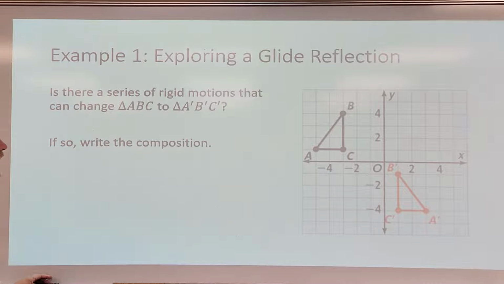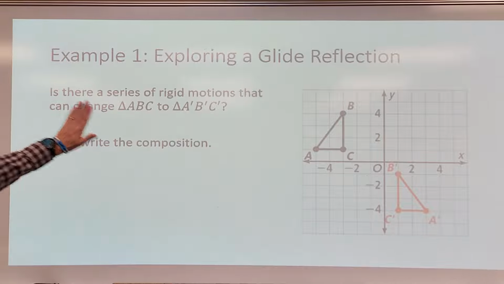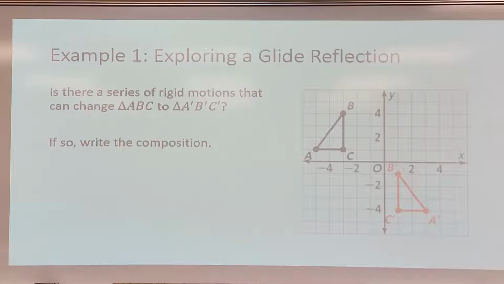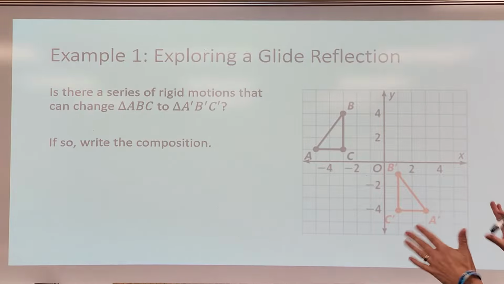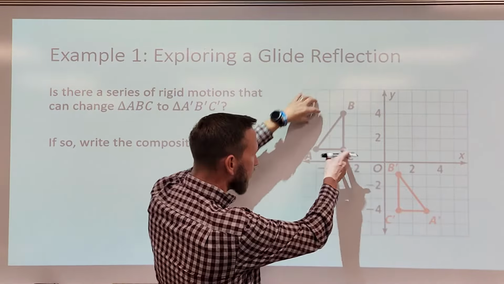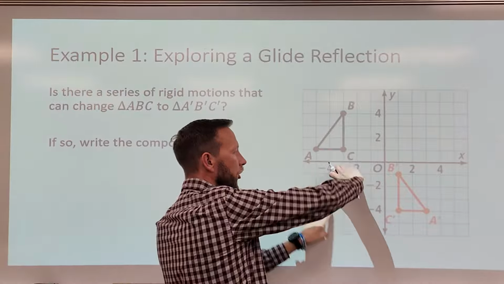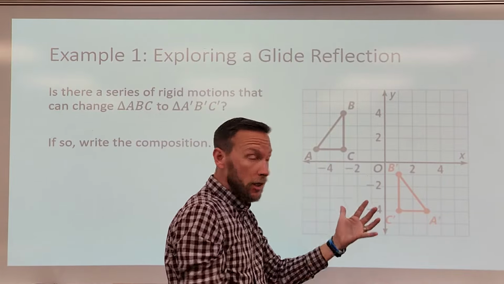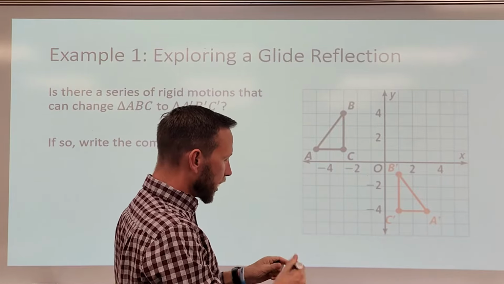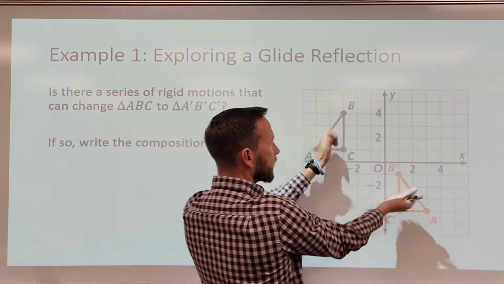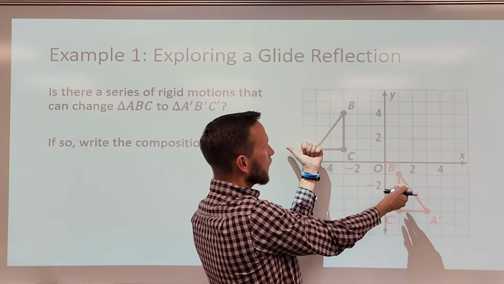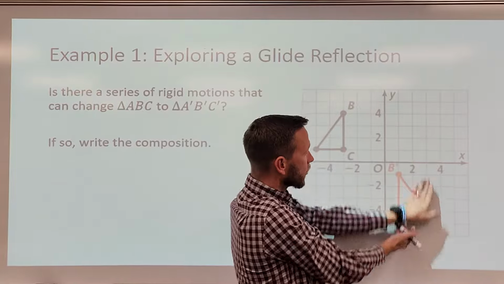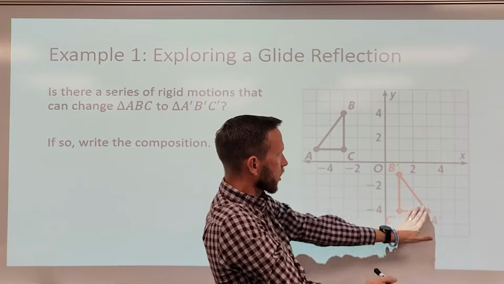So for our first example, is there a series of rigid motions that will change triangle ABC to triangle A prime, B prime, C prime? And if so, write that composition. So what we're going to recognize here is there's a couple ways to think about this. We can tell that it's not a rotation because the figure doesn't turn upside down as it rotates about the origin or about any other point. What we should be able to tell is that these are facing opposite directions, and so they are most likely reflected over a vertical line and then translated, all right? It looks like translated down.